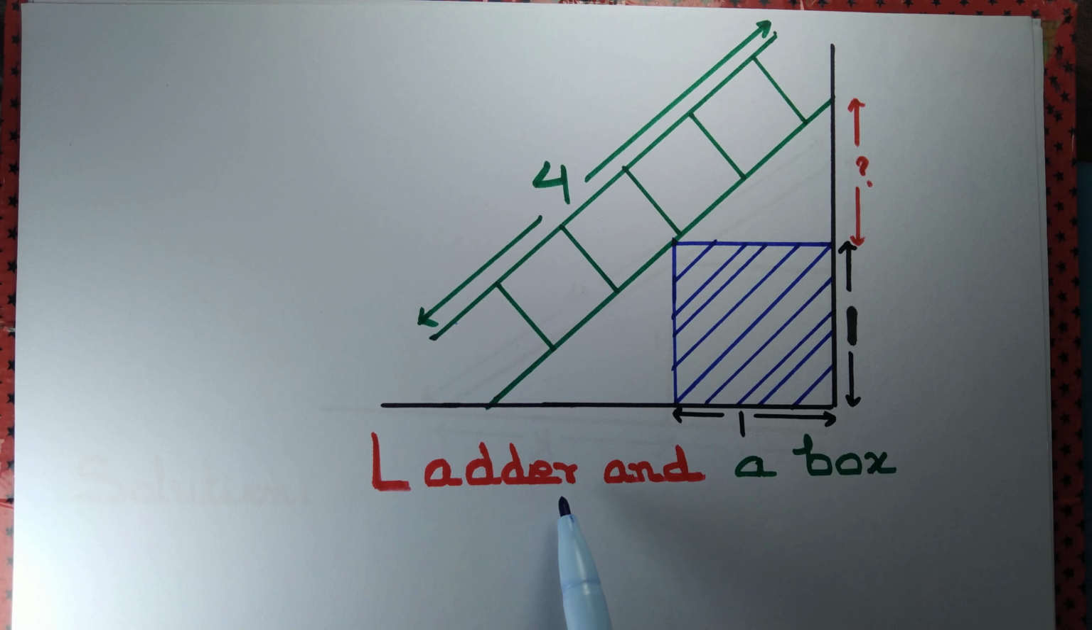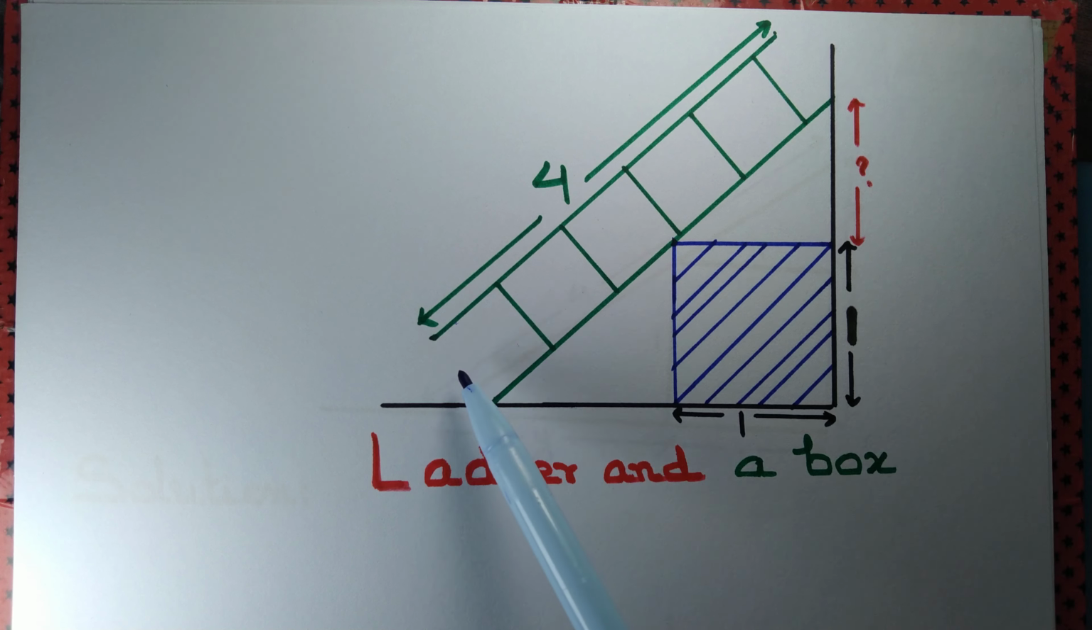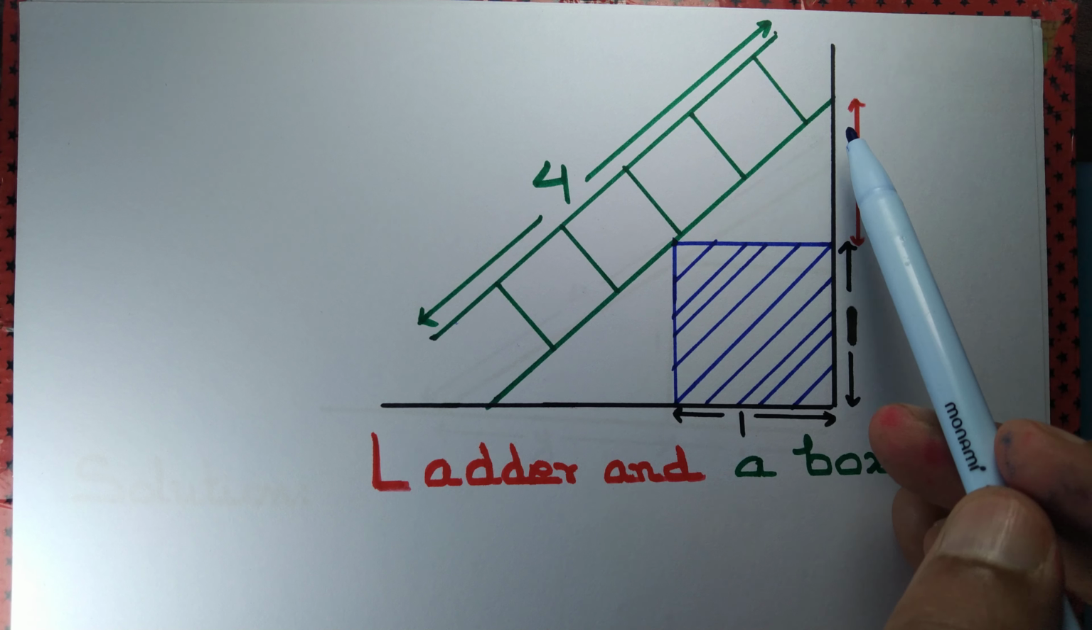Let us solve the ladder and box problem. In this case, we are given a ladder of 4 units in length and a box such that all the sides of the box measure 1 unit each. The obvious question is, what do you think is the height of the ladder above the box?